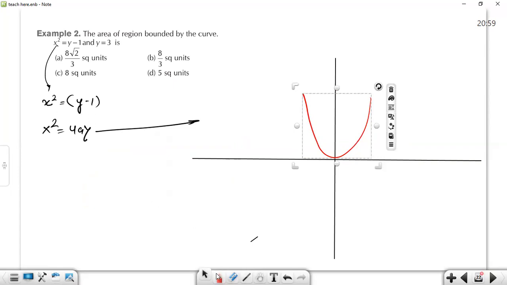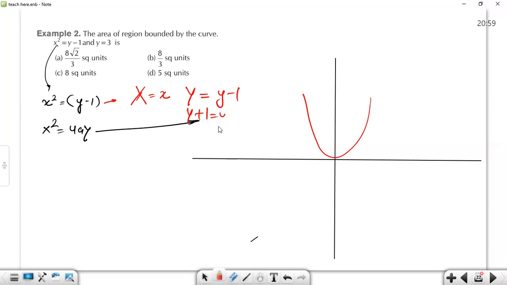And now in this equation, on comparison, we find out that capital X is equal to x, and capital Y is equal to y minus 1. So y is shifted by 1. So let's shift y positively by 1 unit. Okay, we have done so. Now we have drawn the parabola's graph. The area of the region is bounded by the curve and y is equal to 3.